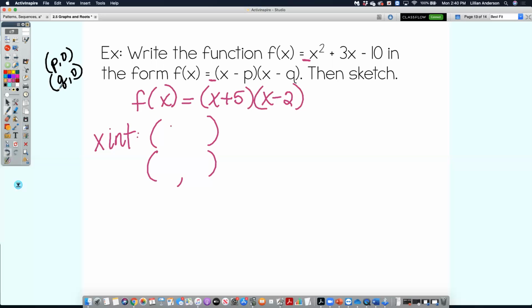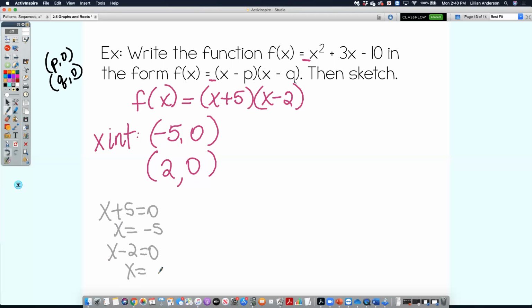So what's the value of p? -5. (-5, 0), and? Q. If you ever question it, you can always set each factor equal to 0 and actually solve it, because that's what we did when we were solving quadratics. When we're solving quadratics, we are finding those x-intercepts, the points where it crosses the x-axis.